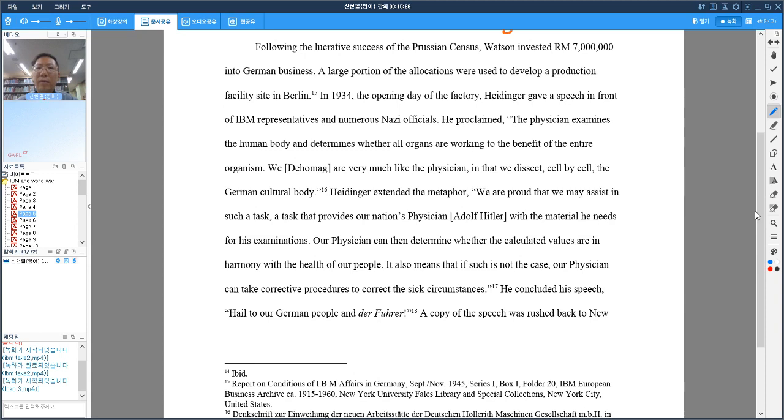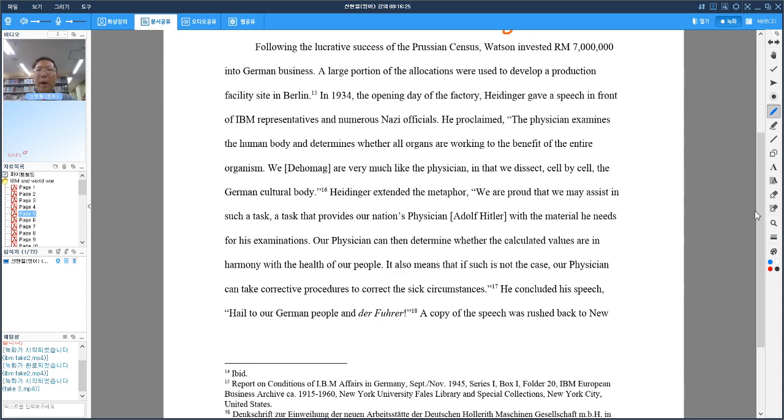1934, opening day of the factory, Heidinger gave a speech in front of IBM representatives and numerous Nazi officials. He proclaimed that physicians examine the human body and determine whether all organs are working to the benefit of the entire organism. So Heidinger said that a physician's job is examining the human body, and he has to evaluate whether all the organs inside are working for the benefit of the entire human organism.